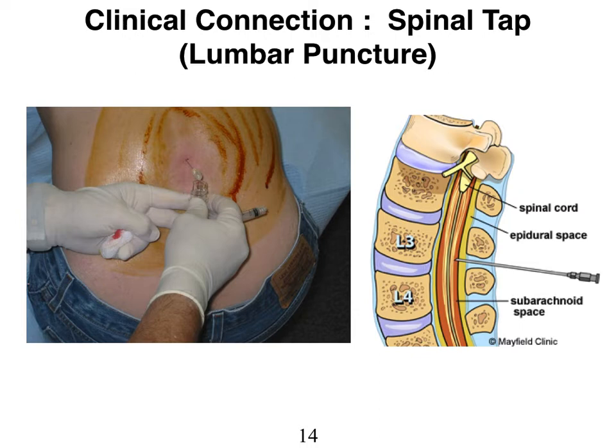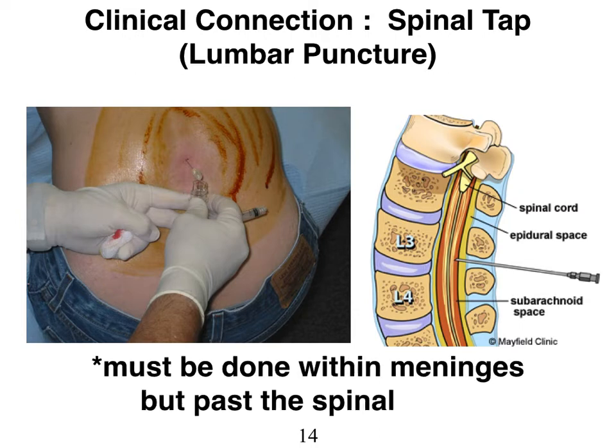And so you have to insert it past at least the dura mater to get into the subarachnoid space. So you have to go past the dura mater, past the arachnoid mater to get at that cerebrospinal fluid. But you must also do it past the ending of the spinal cord.